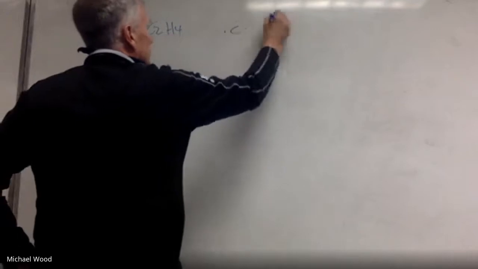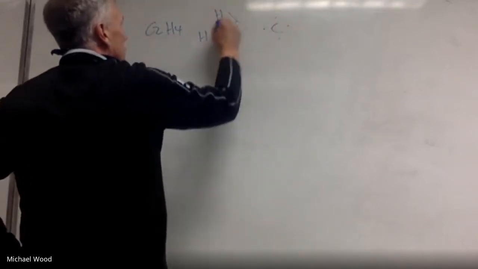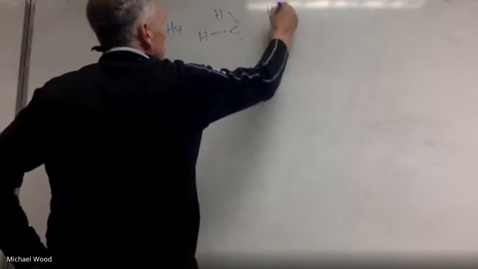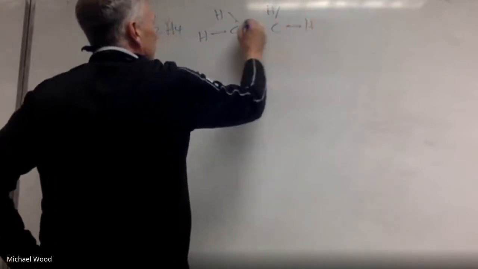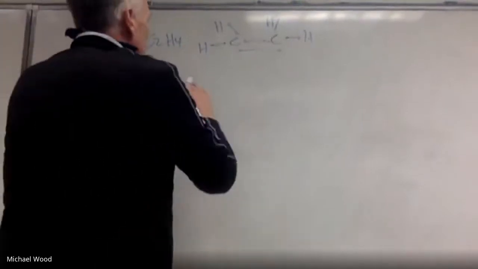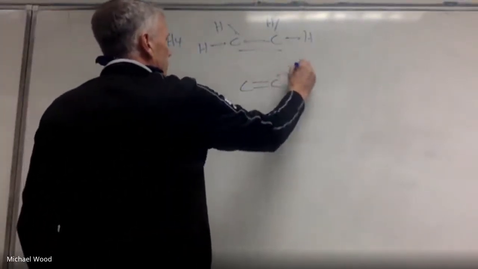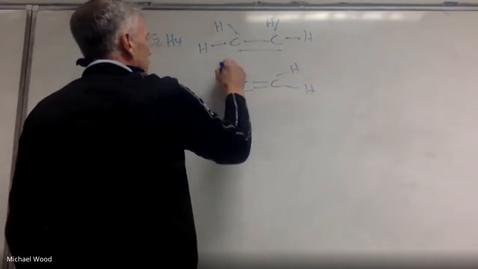There's 2 of them. And then 4 H's. So here, and H is here, and then it bonds there. And again, we've done that a couple times, and hopefully that makes sense. So if I kind of clean this up, I've got carbon double bonded to a carbon, and then each carbon is bonded to H.